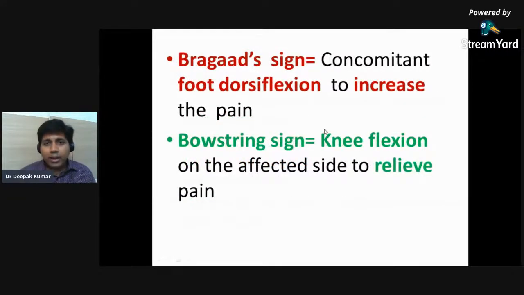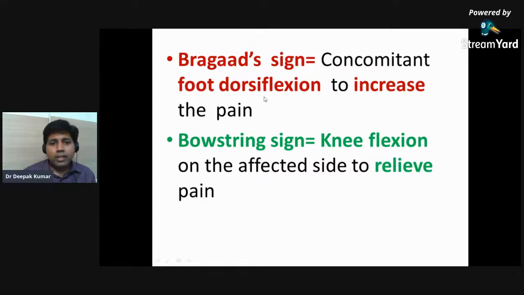We are coming to the end of it. There are two more signs, which are just an add-on again, and easy to remember given that we have discussed so much. Bragard sign. Here, the patient is made to undergo concomitant foot dorsiflexion. The examiner is not only raising the leg, but is also dorsiflexing the foot to increase the pain. Just an idea to increase the sensitivity of the test.